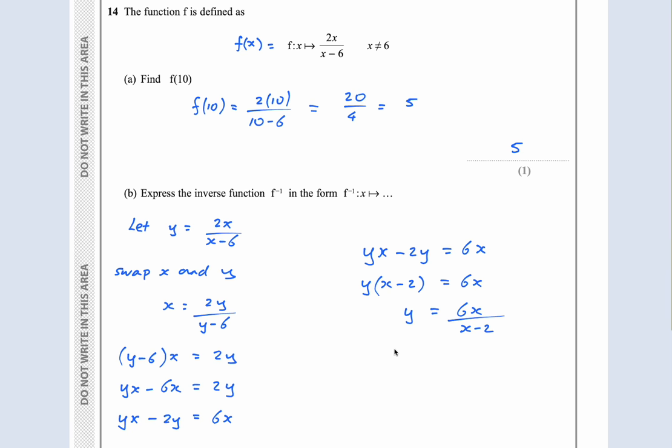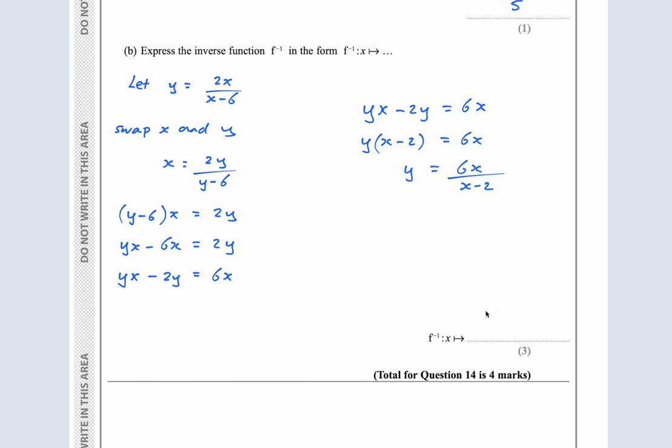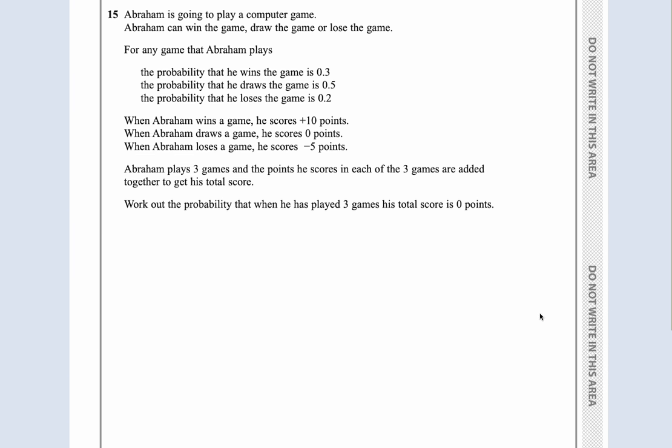And that is the answer, guys. But we have to write it in the form they want. Well, it's here. Fine. So just 6x over x minus 2. Question 15.